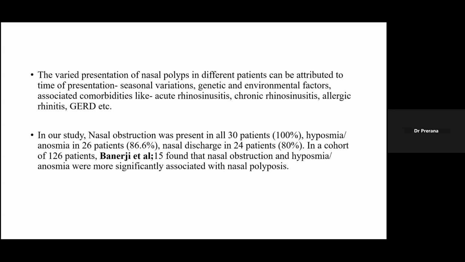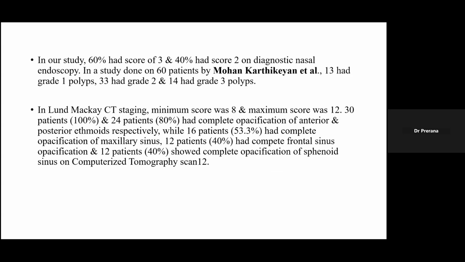In a cohort study on 126 patients done by Banerjee et al., they found that 15 had nasal obstruction, and hyposmia and anosmia were more significantly associated with nasal polyps. In that study, 60% had a score of 3 and 40% had a score of 2 on DNE. In a study of 60 patients by Mohan Karthikeya, they found that grade 1 polyps were seen in few patients, 33 had grade 2 and 14 had grade 3 polyps.